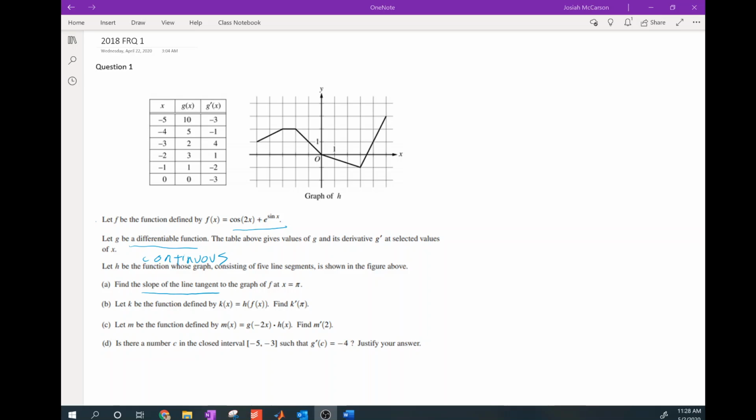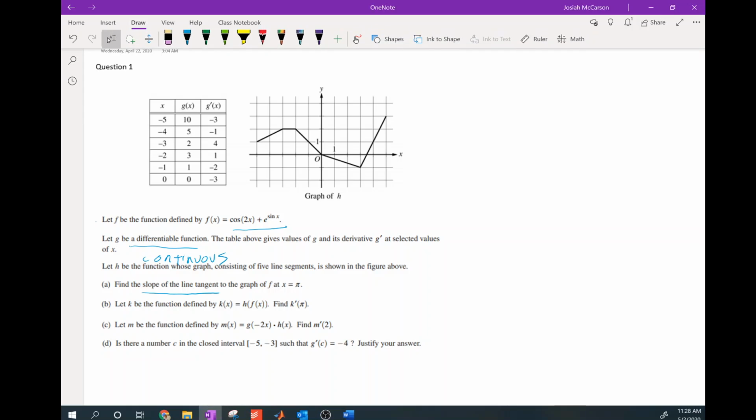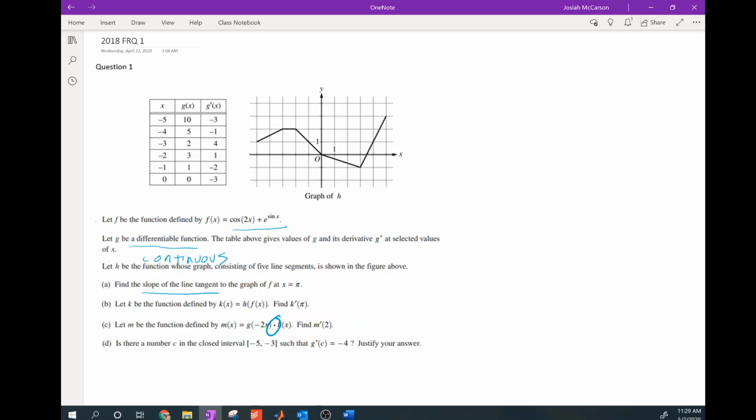Problem C. Let m be the function defined by m of x equals g of -2x times h of x. Find m prime of 2. Alright, so a couple of big things you should see here. Right off the bat, you should be thinking, oh no, we have this multiplication here, so we're going to have to use the product rule.